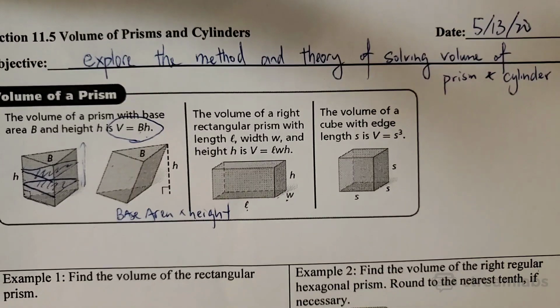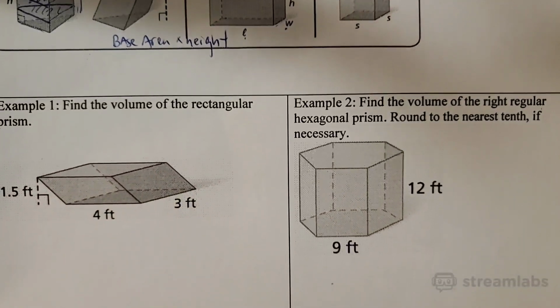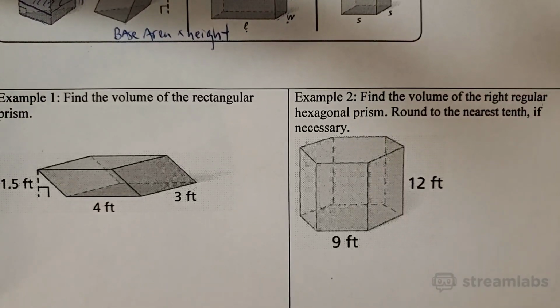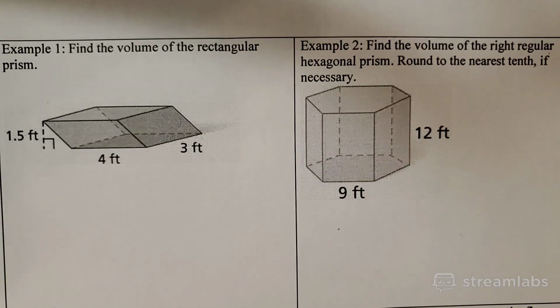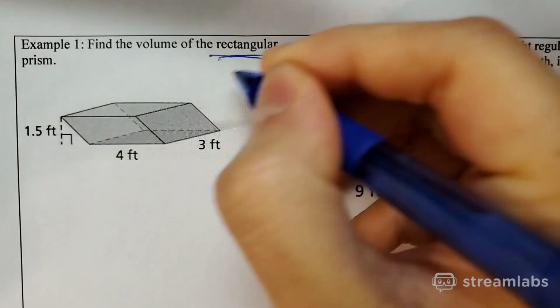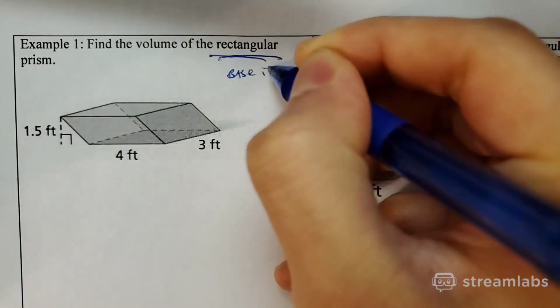All right. So now let's talk about this. Find the volume of a rectangular prism. Obviously, it doesn't look rectangular, right? But remember what defines a rectangular prism. It's the base. That means the base is a rectangle.